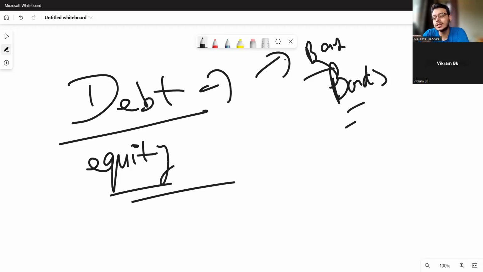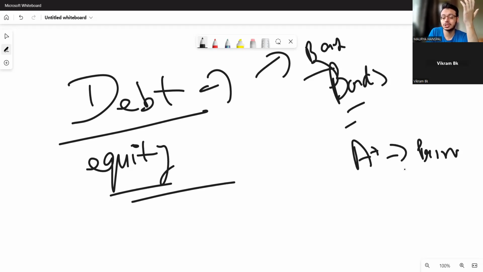The question is, who rates these agencies? That is a matter of a different discussion. But the thing is, they tend to rate these bonds. And a fair understanding: A plus or A plus plus, A1, is something which is your prime bonds, the best bonds, as the name suggests.